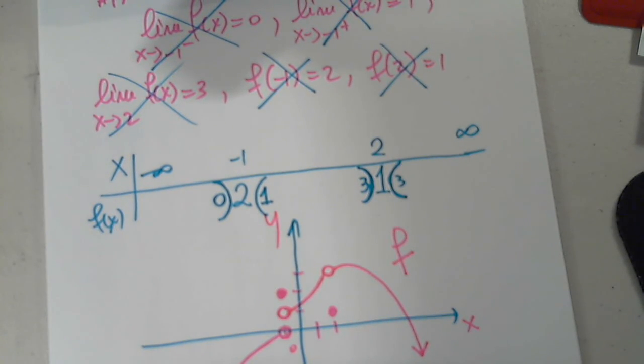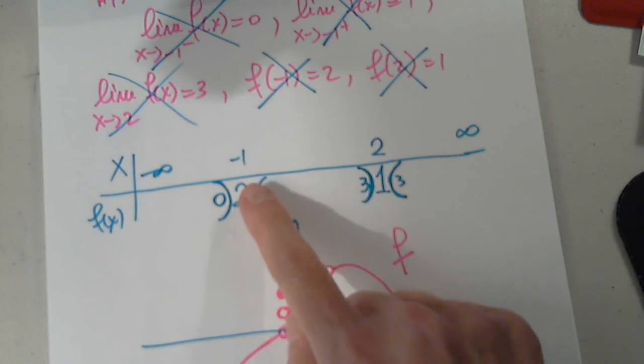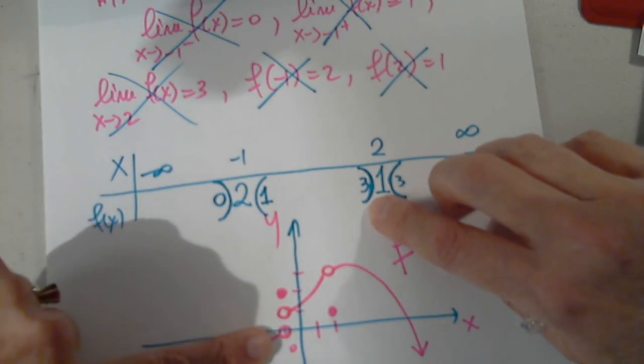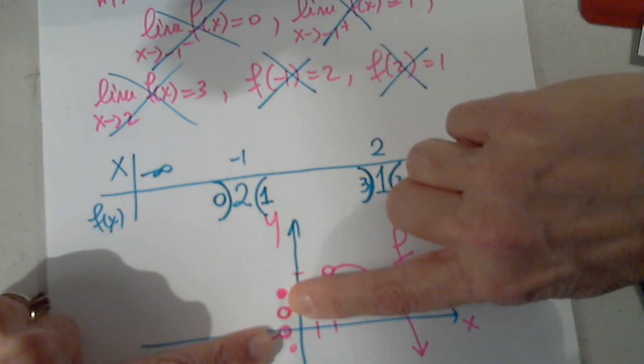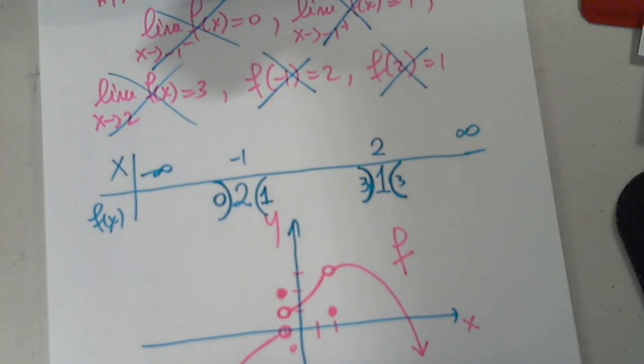I check again and make sure that I have all the information in there. 2 comma 1, yes. Negative 1 comma 2, yes. Approaching 0, yes. Approaching 1, yes. Approaching 3 from either side, yes. And that's my graph.